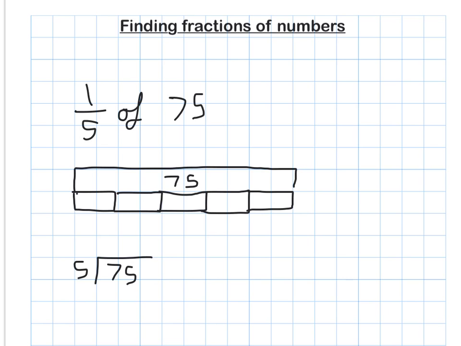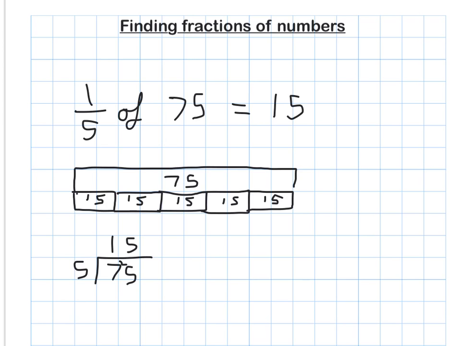75 divided by 5. 5's into 7 goes once, there's 2 to carry over. 5's into 25 is 5, which gives me 15, and I can now put my 15 into each of my fifths, which allows me to check my answer as well, because I should be able to tell that 15 add 15 add 15 add 15 add 15, 5 15s will make 75. So then the final thing I'll need to do at the top is to write 1/5 of 75 is the same as having 15.